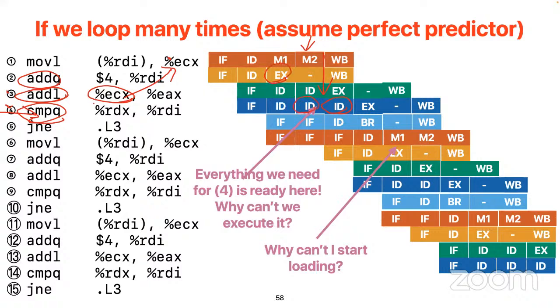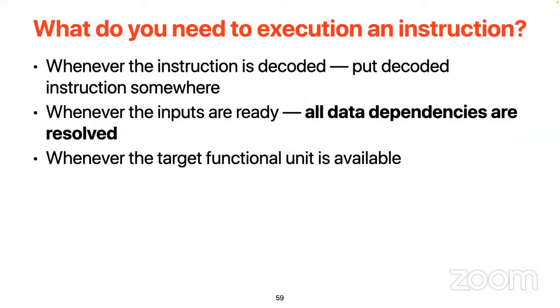And no one is using the functional unit. So if we can move instruction 4 earlier, then we can potentially further increase the utilization of our functional units.